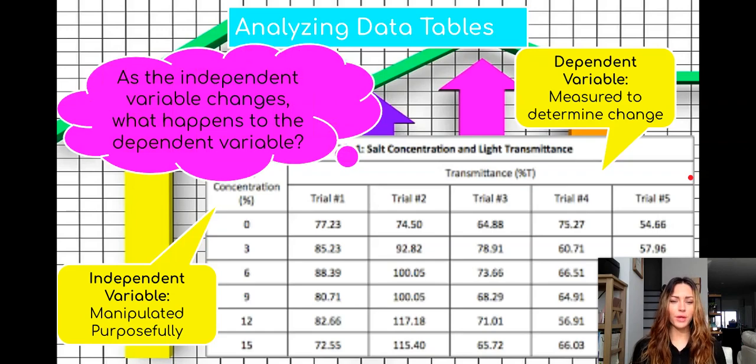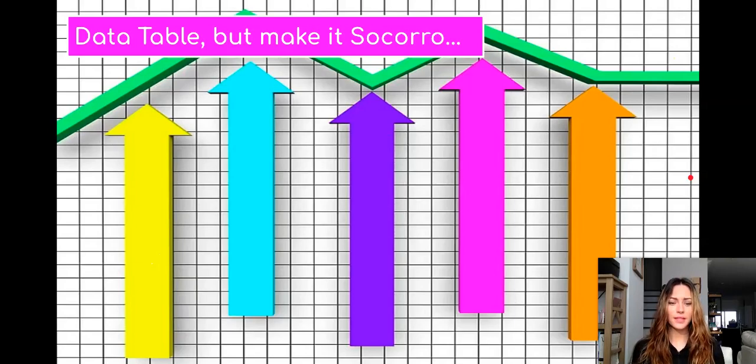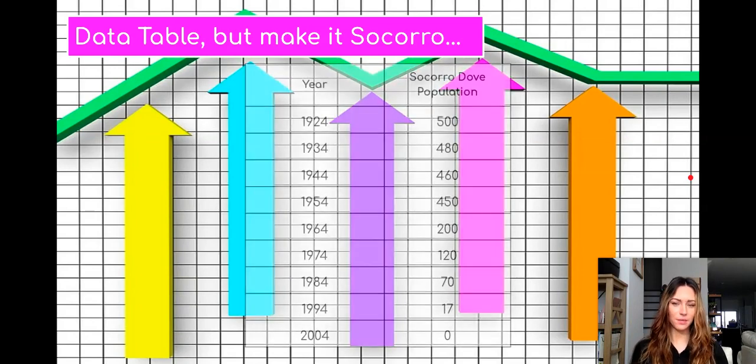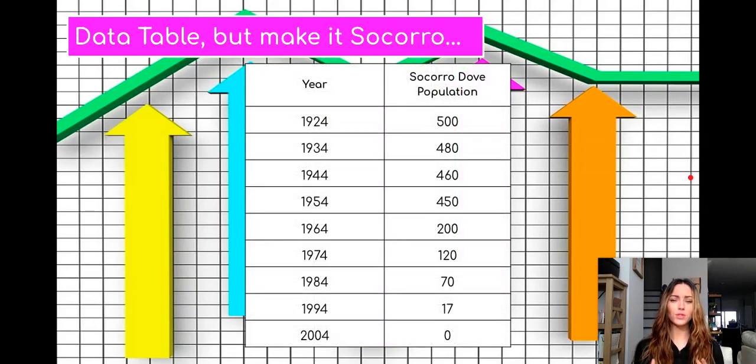So what we want to do as we're analyzing any data, including a data table, is think about as that independent variable changes or is manipulated, what is happening or what is the effect on the dependent variable. Now, let's look at a very applicable example to what we're investigating in our project, the data table from the Socorro Dove. So as I analyze this information, I can see that my data table includes on the left-hand column my year and on the right-hand column the Socorro Dove population.